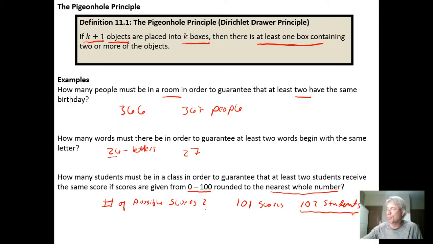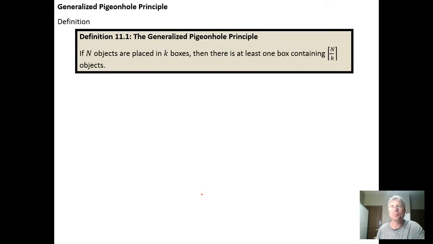Now, probabilistically, probability would tell us that we would need far fewer than that, working with expected values and those types of things. But to guarantee definitively, we would need 102.